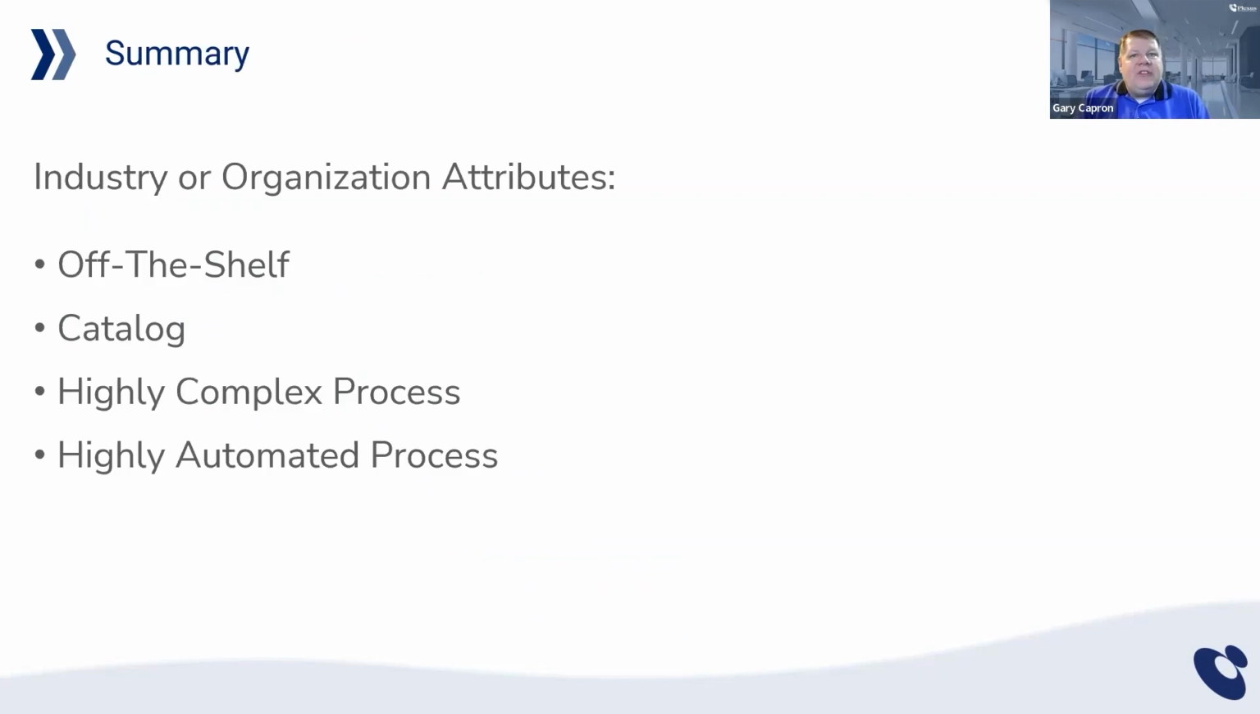Remember, it's the organization's responsibility to establish their process for identification of special characteristics. If your organization is producing off-the-shelf or catalog parts, or if you are running a highly complex process or a highly automated process, then you need to consider the intent of special characteristics and how special characteristics can add value to your process. There may be certain manufacturing or fabrication processes where there are very few or even zero special characteristics. And that's okay. Just make sure that you understand the intent and are meeting the requirements for your special characteristics process.